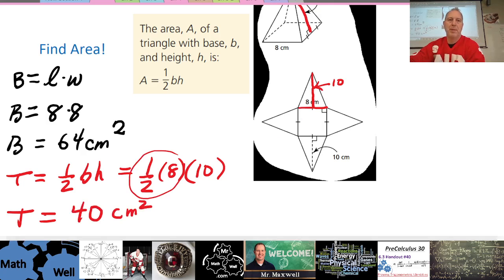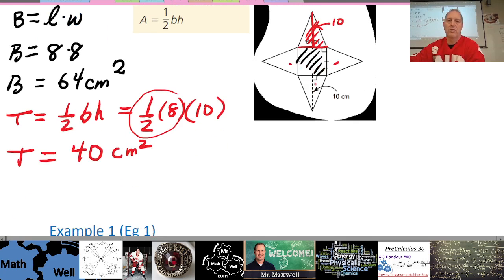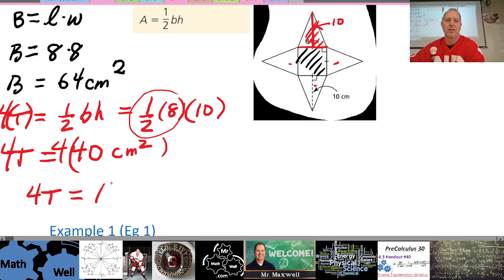So I've got the base recorded, and I've got one of the triangle areas recorded. So because I need to get all of these triangles in, guess what? I'm going to do 4 times the area of one of the triangles. And so 4 times T is going to be 4 times 40. So all the triangles, well, I'll do 4T. 4 triangles are going to be 160. Does that look right? Centimeters squared? Okay. So now I've got all of this area figured out, and I've got everything shaded and everything accounted for.